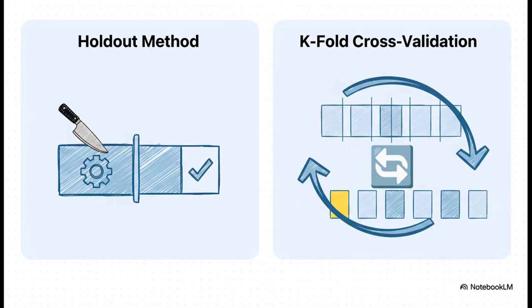Now, there are a couple main ways to run this test. First is the holdout method. Think of it as the quick and dirty approach. You split your data once, train on one part, test on the other. It's fast, but your score could be a bit random based on that one split.